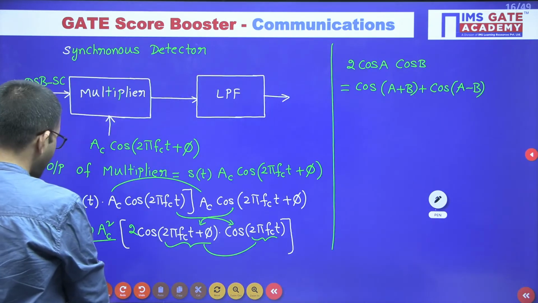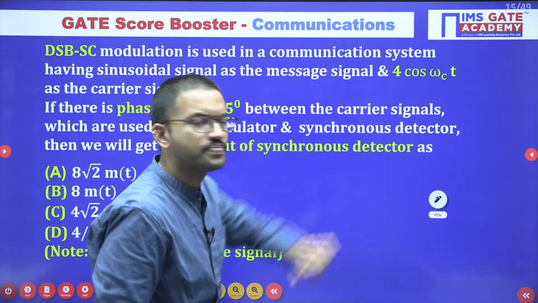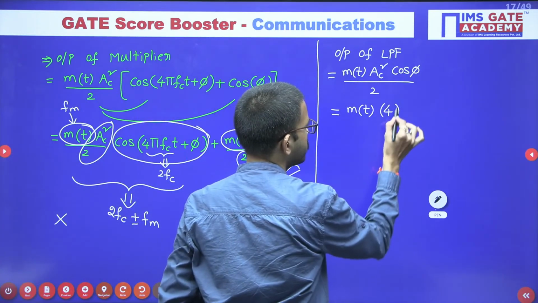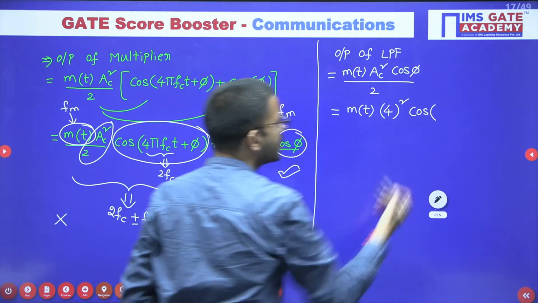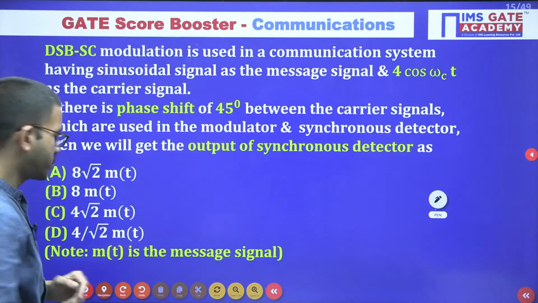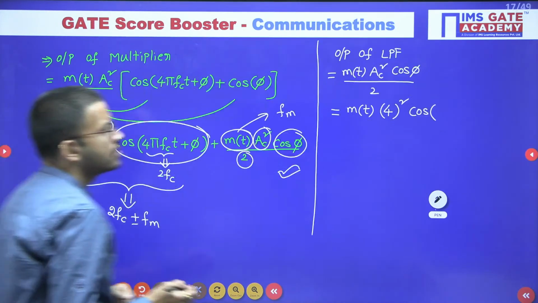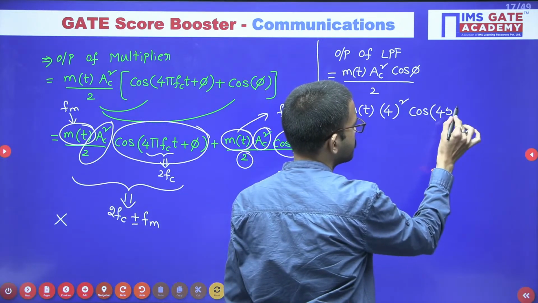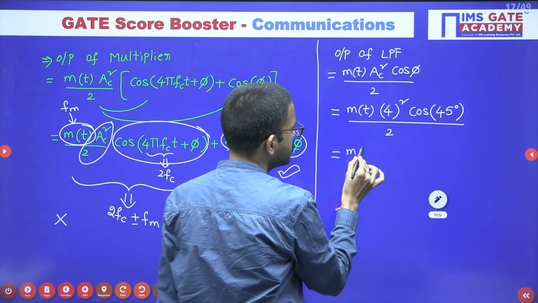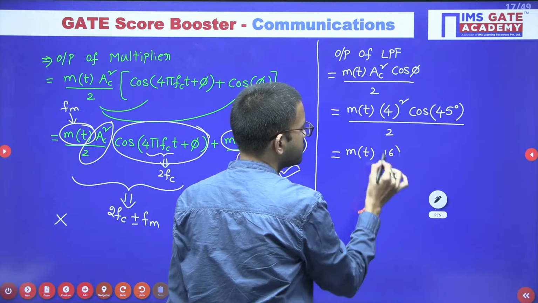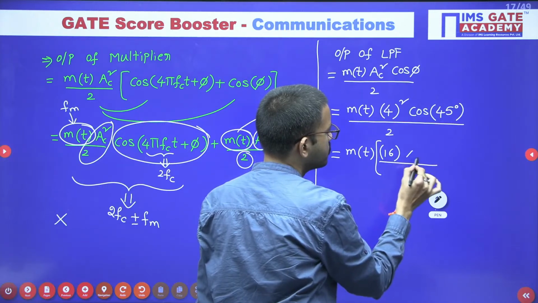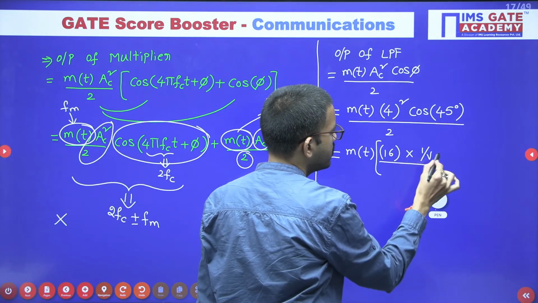Now according to the given question, Ac is nothing but 4. So that means here 4 square into cos of the phase angle difference between the carrier signals, which in the question is mentioned as 45 degrees. So cos 45 degrees divided by 2. Right, so m of t as it is, 4 square is nothing but 16, into cos 45. Cos 45 is nothing but 1 by root 2.